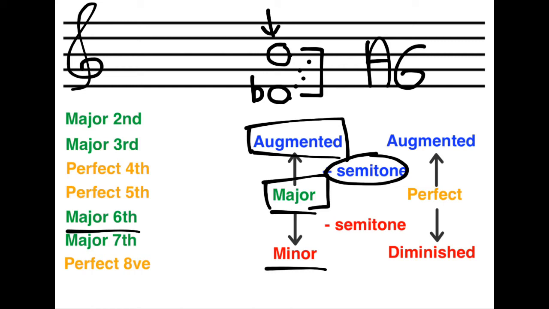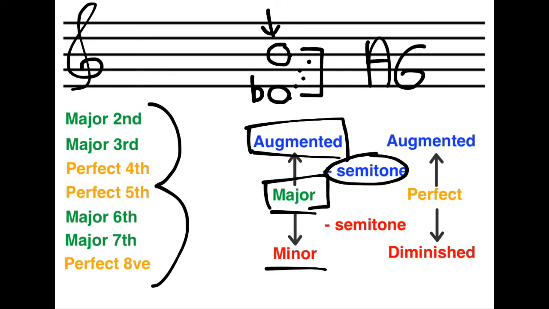If the top note does belong to the bottom note's major scale, then you call it by these names. So if the top note's a second away, it's a major second. If it's a third away, it's a major third. If it's a fourth or fifth away, you call them a perfect fourth or fifth. If it's a sixth or seventh away, you call them a major sixth or seventh. And if it's an octave away, you call it a perfect octave.